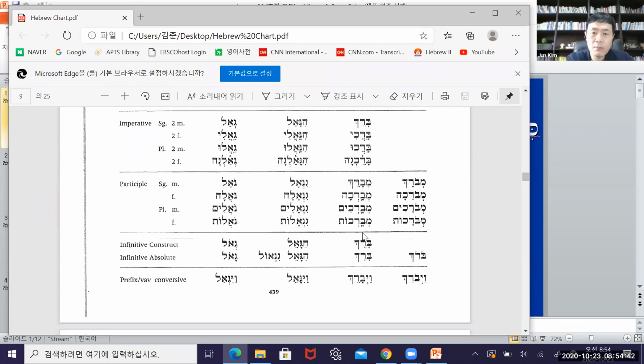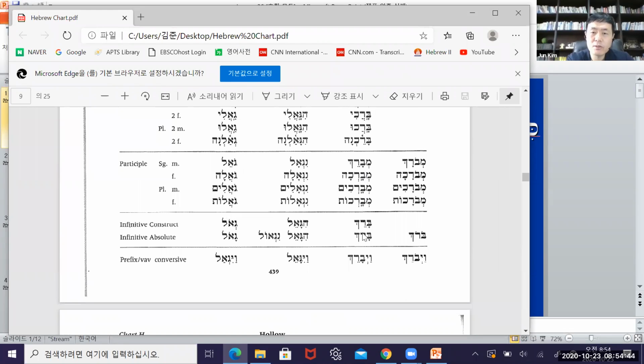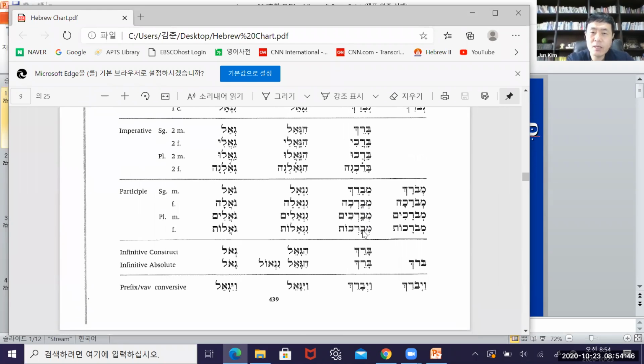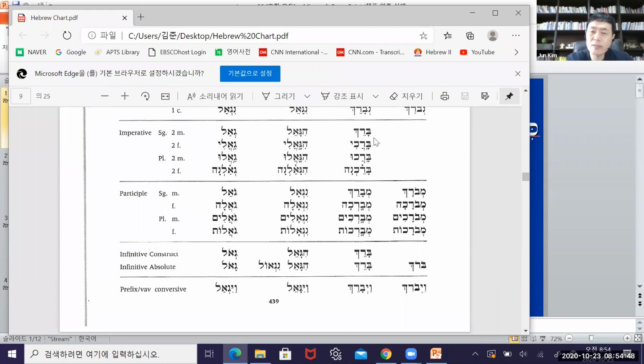And then what is it? Infinitive construct. Can you say something? It's the same always, not always, most of the time. So if you have the possibility of imperative, second masculine singular, then don't ignore the possibility of infinitive construct. So you need to always double check. So in this case, you need to include two possibilities because they are identical. Is that clear?